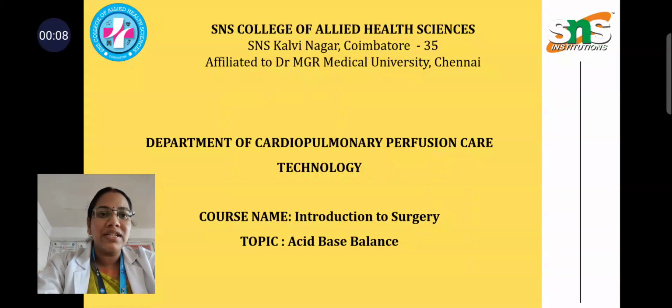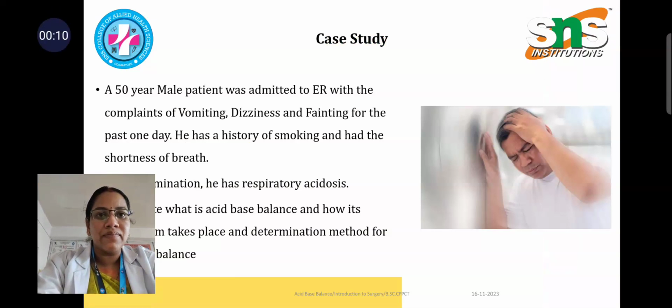Today's topic is acid-base balance. A case study: a 50-year-old male patient was admitted to the emergency with complaints of vomiting, dizziness, and fainting for the past 1 day. He has a history of smoking and has shortness of breath. On examination, he has respiratory acidosis. Before going into respiratory acidosis, what is acid-base balance and how do we determine it? Let us see further.